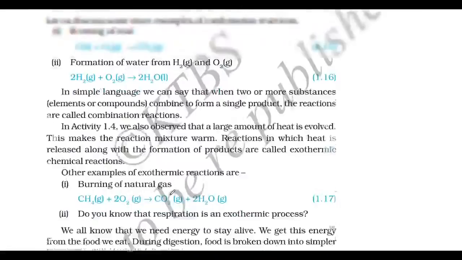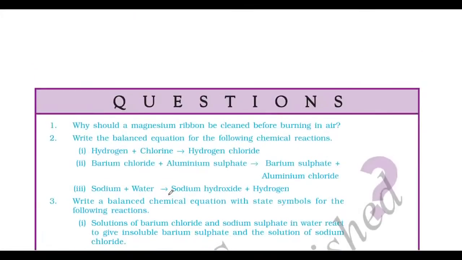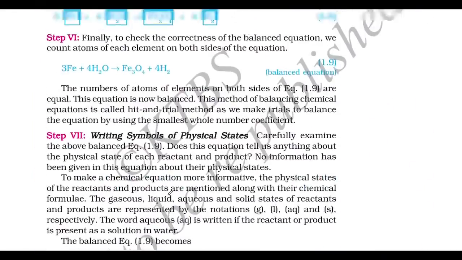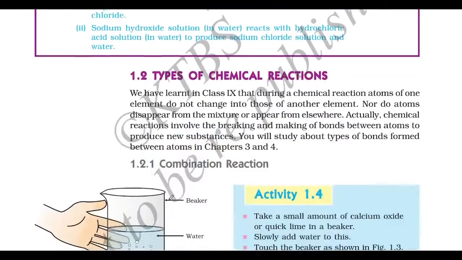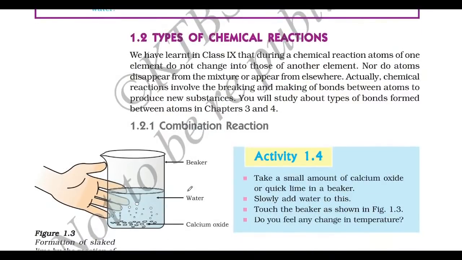Now, hopefully you have understood balancing the chemical equation. Now, we'll see the types of chemical reactions. One is combination reaction. What is a combination reaction?